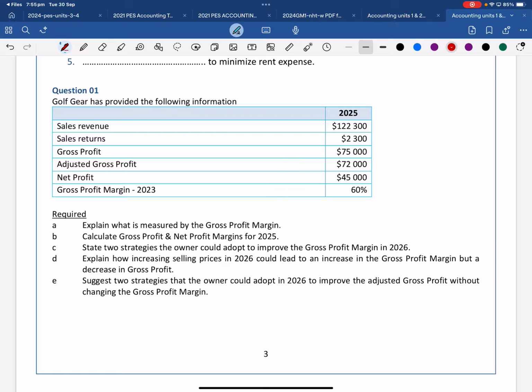Then next month, let's say we want to increase the gross profit margin. You double the selling price. When you double the selling price, from one item we'll make $60 of gross profit, because COGS stays the same.